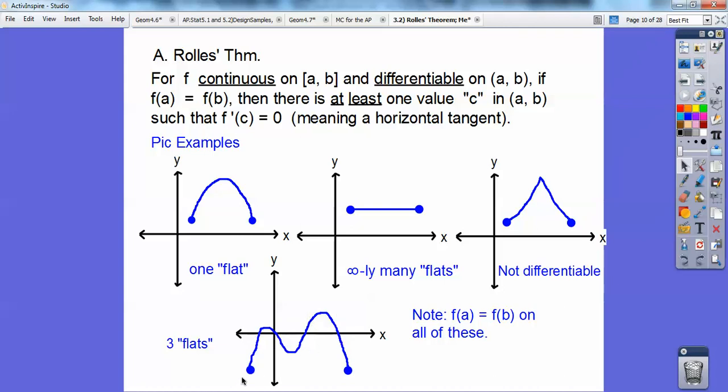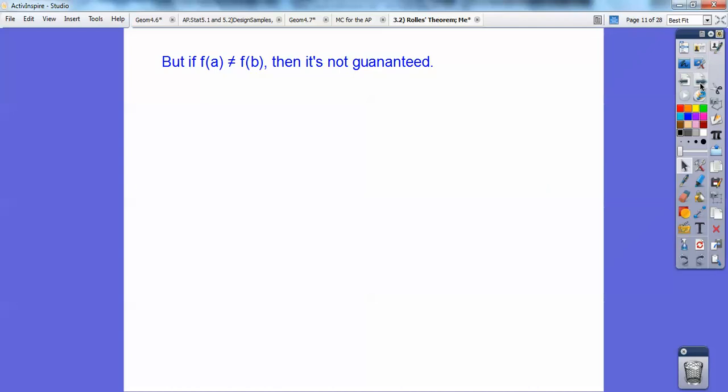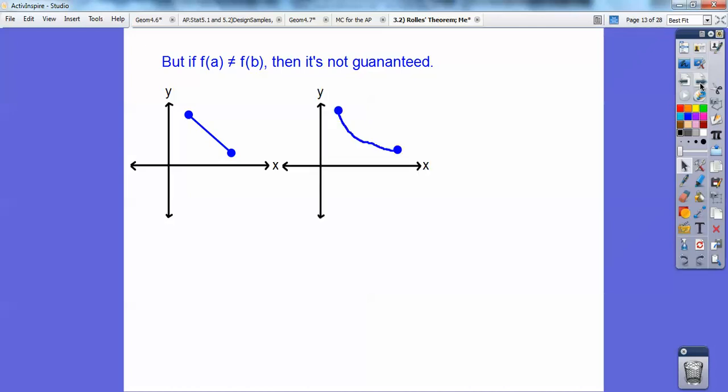Just notice that f of a equals f of b in all of these. So f of a and f of b, those are your y values, those are the heights. But if f of a doesn't equal f of b, then it doesn't guarantee that you're going to have a flat. There's an example right there. There are no horizontal tangents right here. See how f of a doesn't equal f of b?